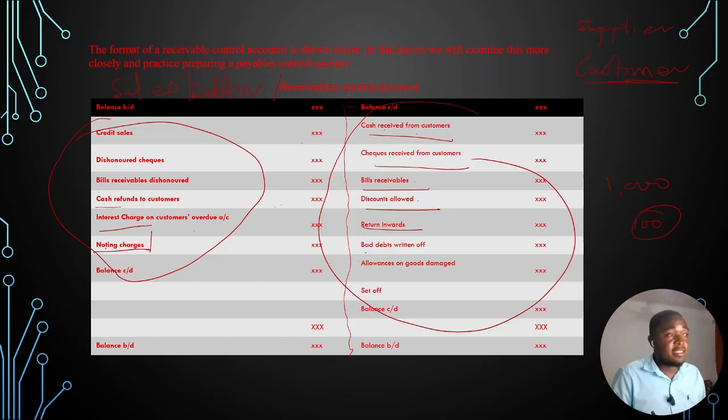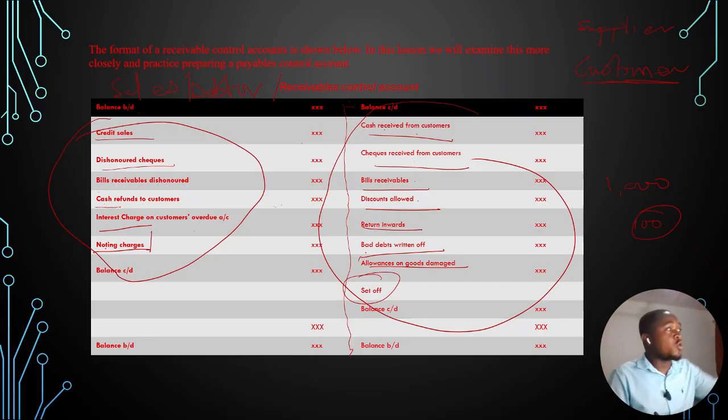And then anytime you give him maybe a bad debt, you must do the same. And then you have these ones. And then credit sale, the customer bought the goods on credit. And then the funny thing about the control account is all these items would be provided. There's no need to do any calculations.